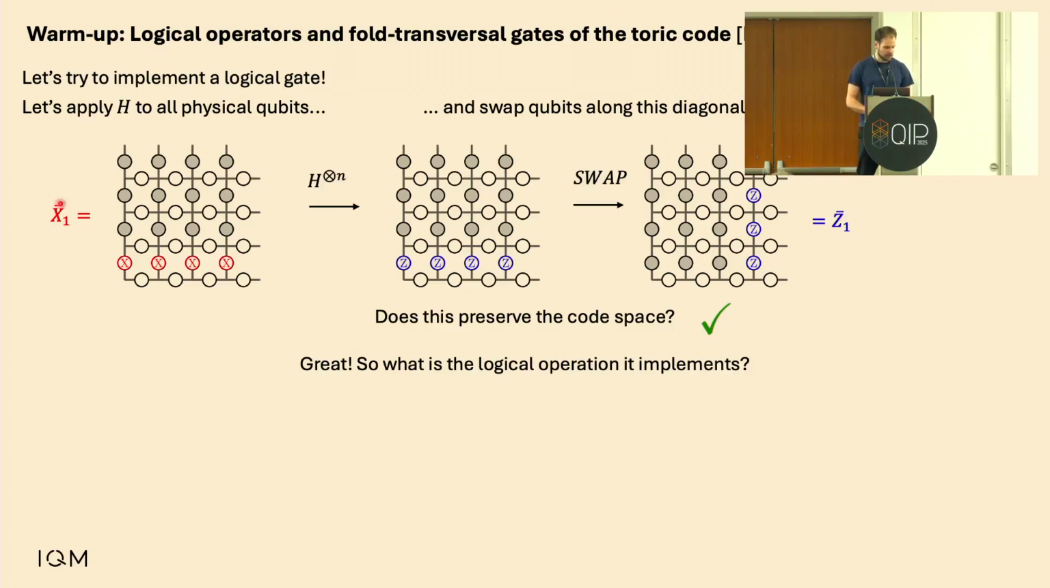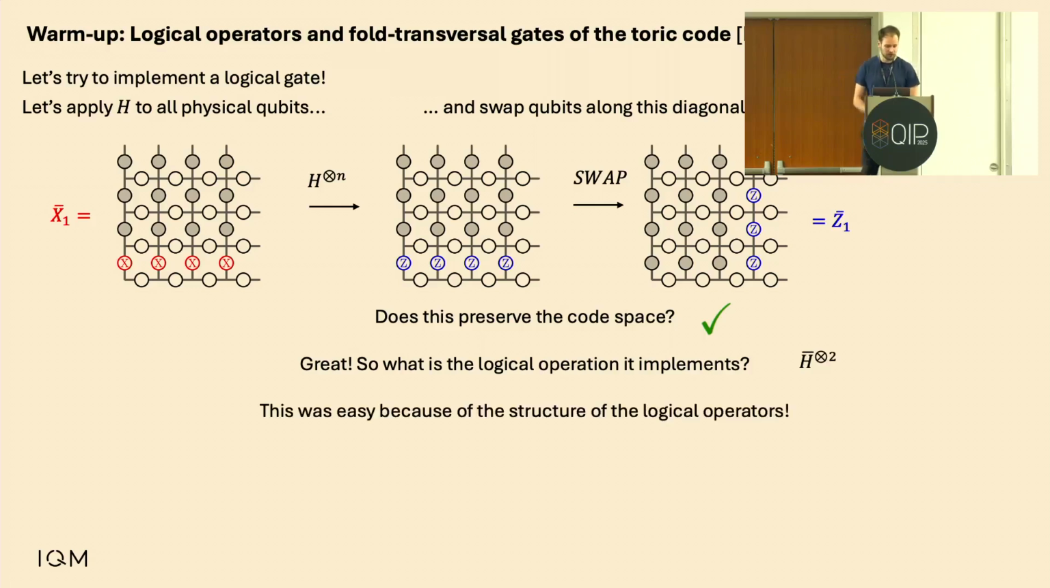For example, if you want to track what the logical operation does with the first X operator, then you see it will turn the X's into Z's, and then instead of having it horizontally, it will make it vertical on the lattice. And if you track this for all of the logical operators, you will see this implements Hadamard on both logical qubits. And this was very easy. And this was very easy because the logical operators are kind of structured.